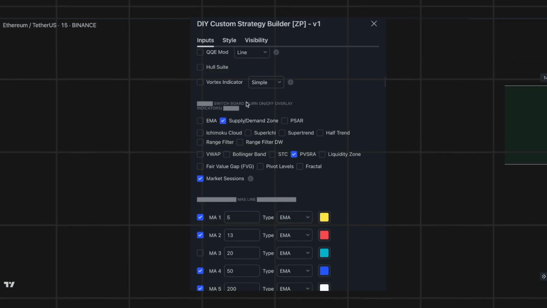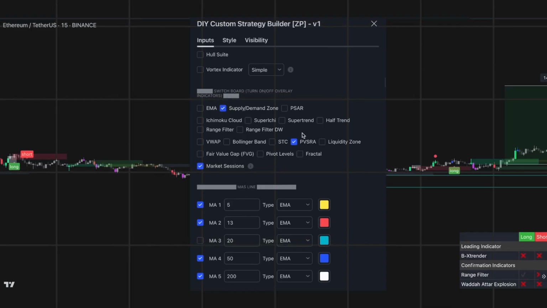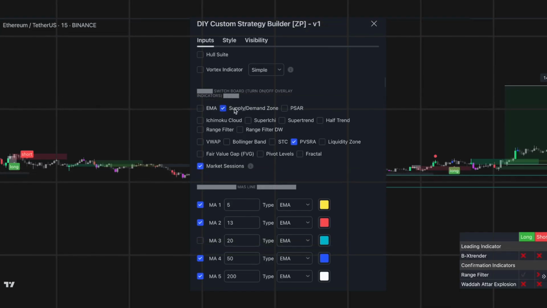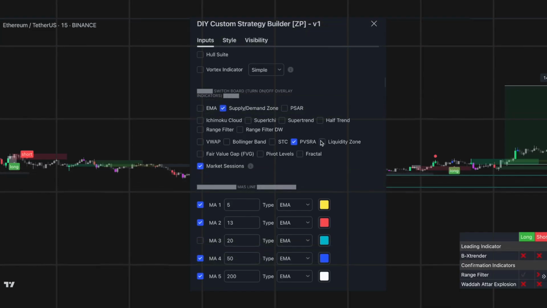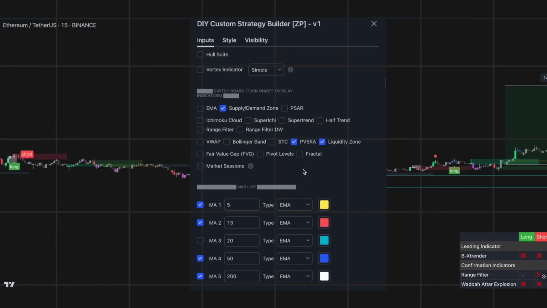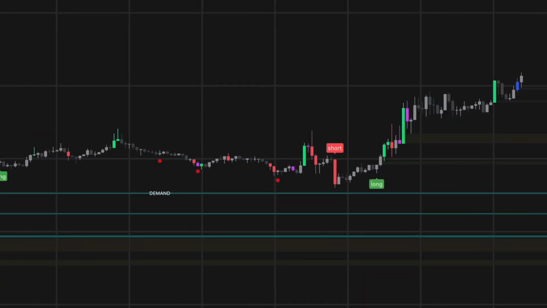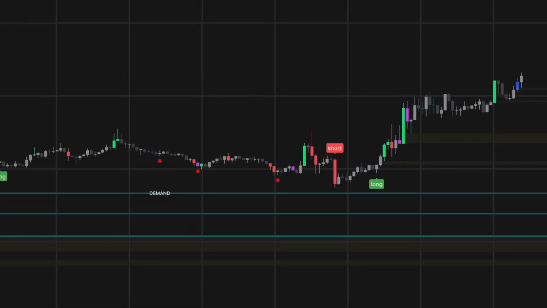You can also turn on overlay indicators such as fair value gaps, liquidity zones, and more. For this setup, we'll enable supply and demand, liquidity zones, and candle coloring. If all the indicators align correctly, a buy or sell signal will be generated. Remember to check the candle color before initiating a trade.